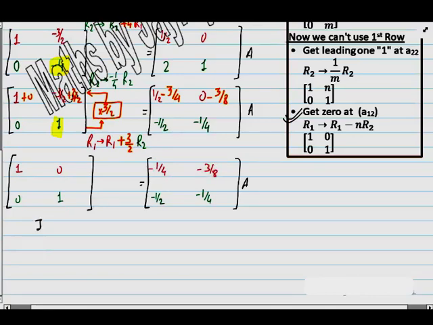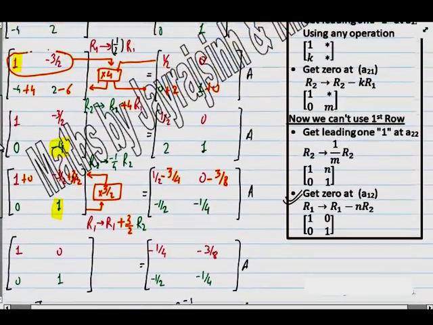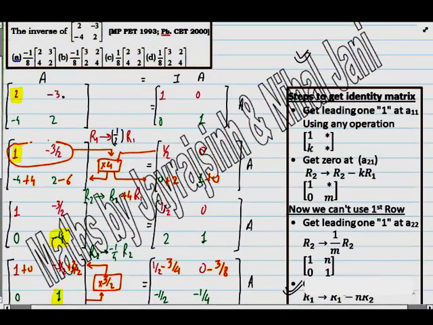So here we get I is equal to A inverse A form, which suggests that our A inverse is minus 1 by 4, minus 3 by 8, minus 1 by 2, minus 1 by 4. Or we can say we can take minus 1 by 8 common and we will get 2, 3, 4 and 2. Ta-da! Let's see the option. Option A is your final answer.